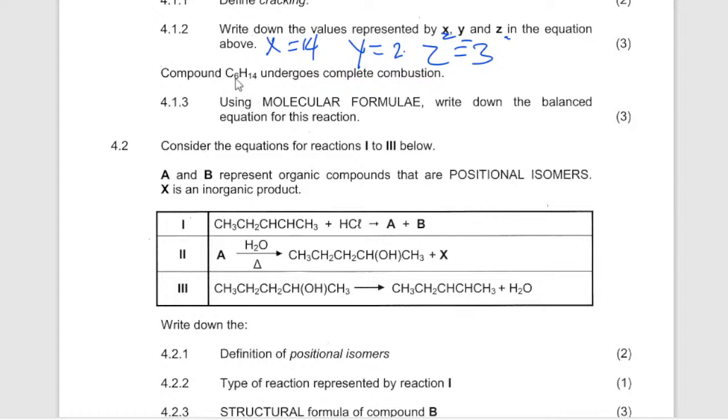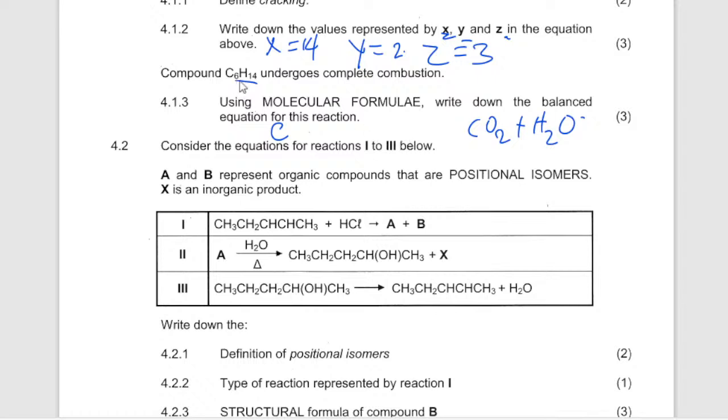All right. Saying that this undergoes complete combustion. Guys, whenever they ask you about combustion, it's a simple thing. Why is it a simple thing? Because you're supposed to do the same thing. You produce carbon dioxide plus water as products.